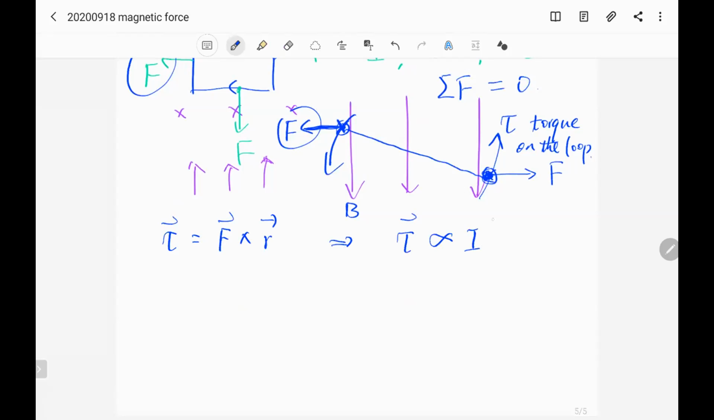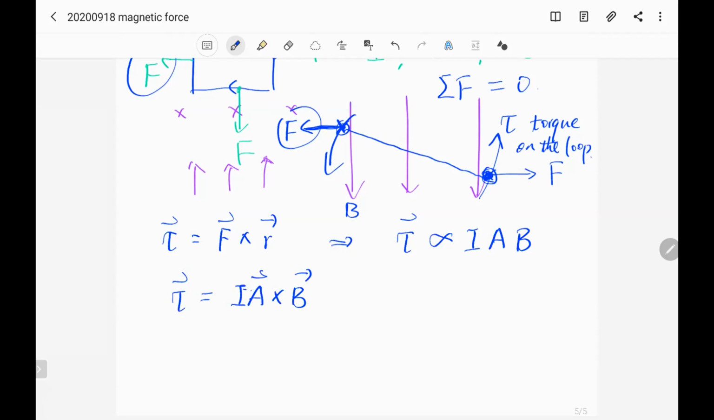And also, this is proportional to the surface area of the loop. So if the loop is large, then the torque is large. If the loop is small, the torque is small, and it is also proportional to the magnetic field. And if we write this relation into an equation, then the torque equals the current times the surface area, which is a vector, cross the magnetic field.